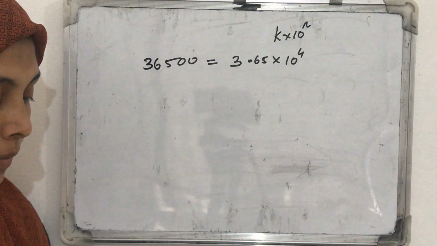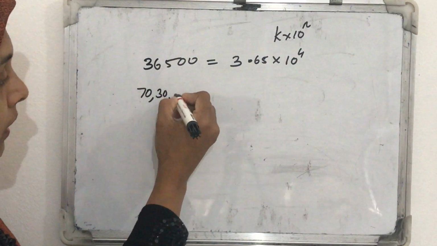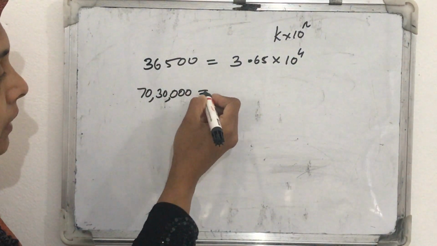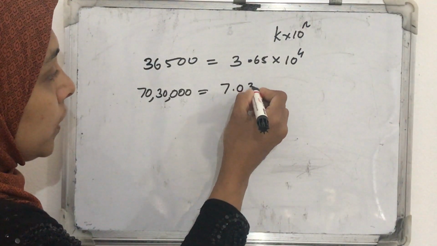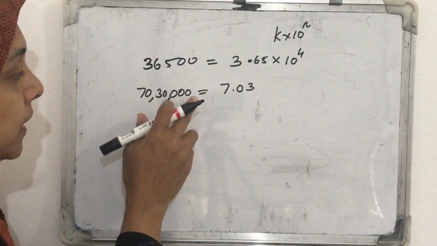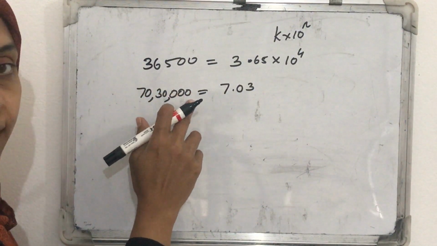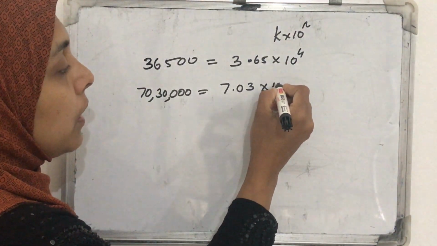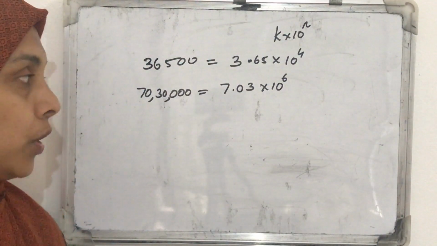Then next question, 70 lakhs 30,000. How can we write 70 lakhs 30,000? 7.03. Okay. Then after 7, how many digits are there? 1, 2, 3, 4, 5, 6. So that will be 10 raised to 6. That way you can do that question, scientific notation.